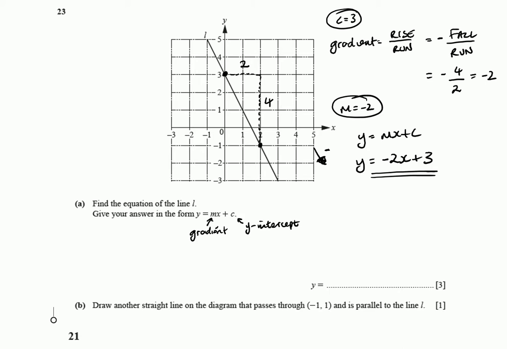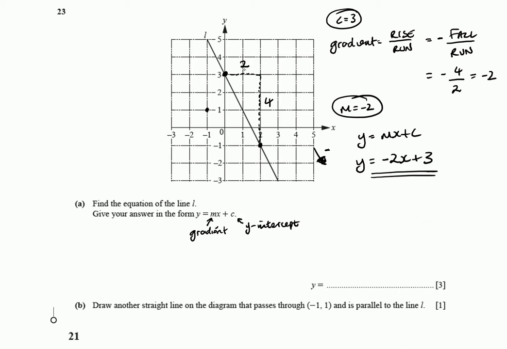Now it asks me to draw another straight line in the diagram that passes through (-1, 1) and is parallel to this line. Parallel means it's going in the same direction. It means it has the same gradient. So let me find the point (-1, 1), which is here. Now if it's parallel, then it will also have this 2 across 4 down thing going on.